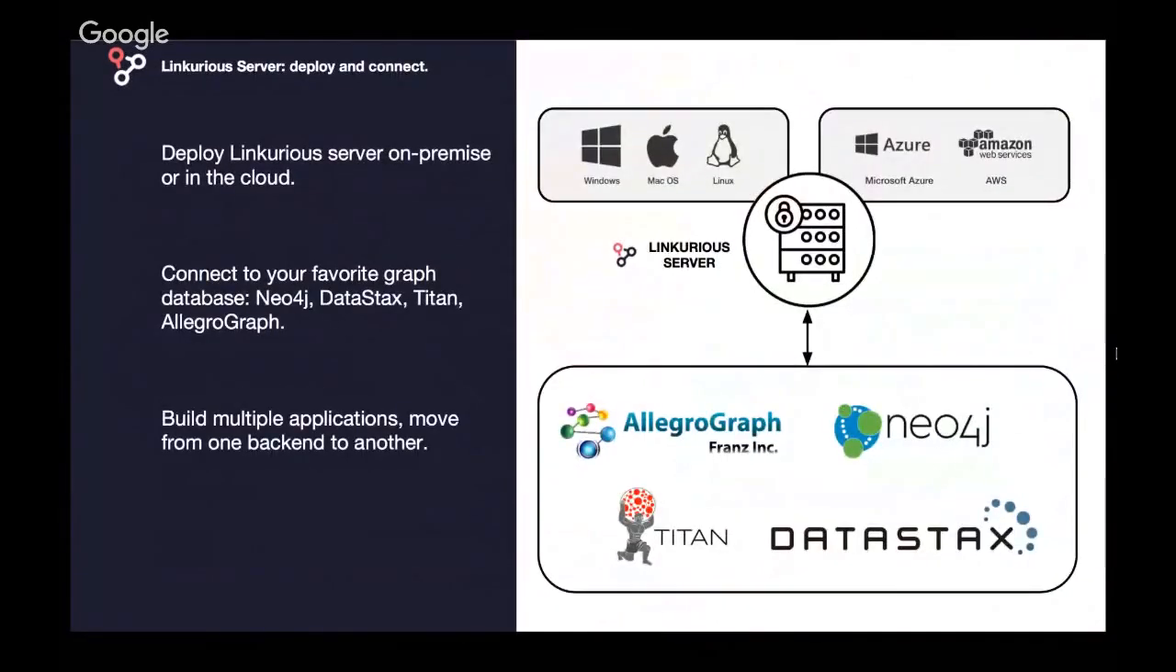So the idea behind the server is that you can deploy it and connect it to your backend very easily. You can deploy it on premise or in the cloud. So if you have a Windows, Mac, or Linux server, or if you want to use Microsoft Azure or AWS, you can deploy it. Just deploy it, and then it's pretty straightforward to connect it to your database. We support Neo4j, DataStax, Titan, and Allegro Graph. And the idea behind it is that you can change that backend without having to redevelop your front end. That provides a seamless transition from one backend to another.